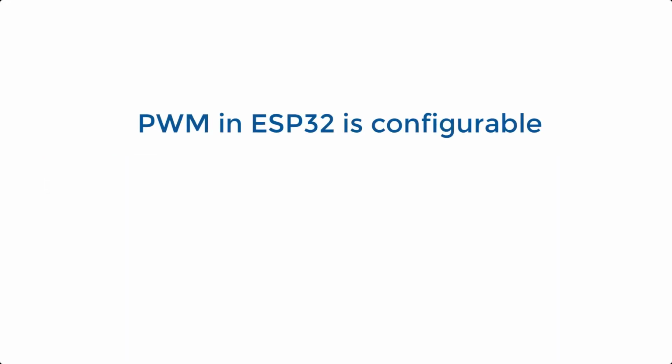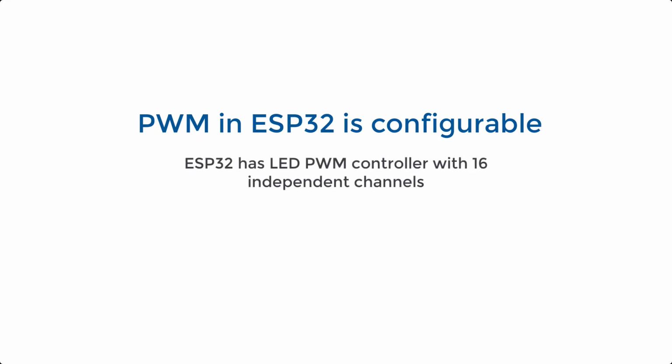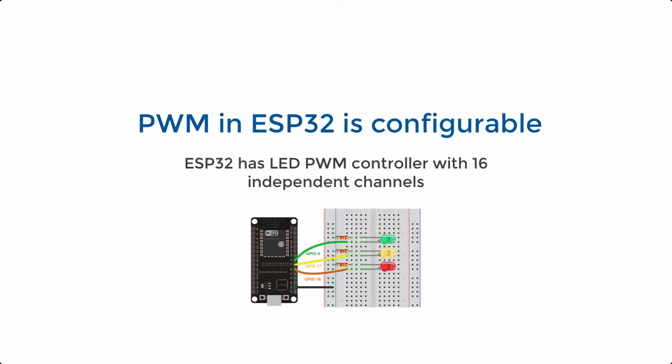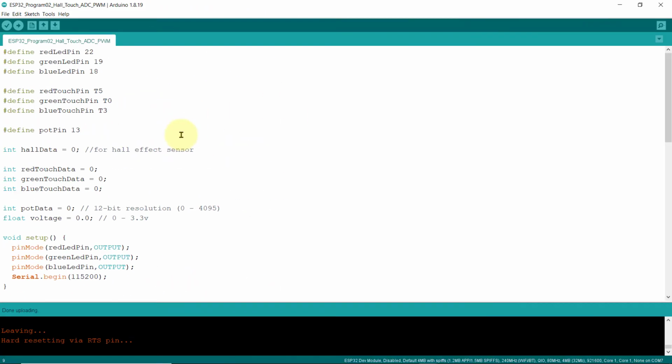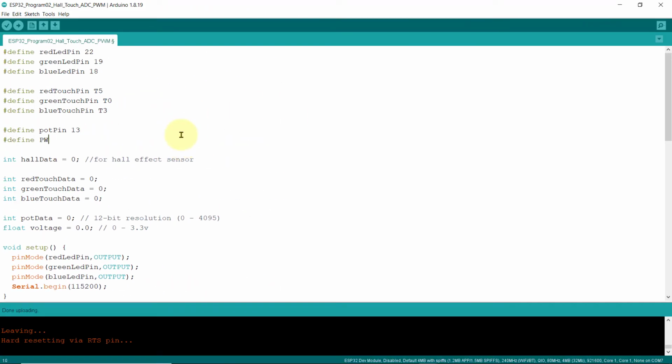In ESP32, PWM must be configured first before use. The ESP32 has a LED PWM controller with 16 independent channels that can be configured to generate PWM signals with different properties. You can use any channel from 0 to 15. In my program, I'll use channel 0.